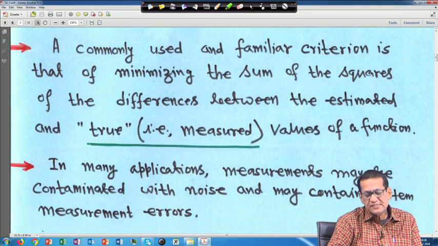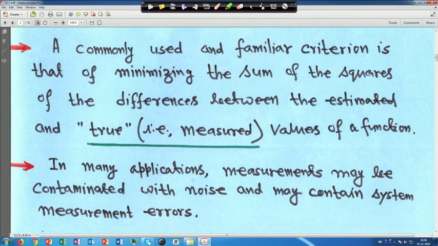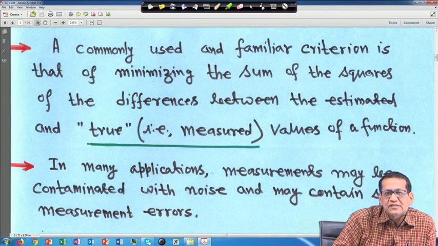In many applications, measurements may be contaminated with noise and may contain system measurement errors, because the measured value may not be correct one, it has some errors.